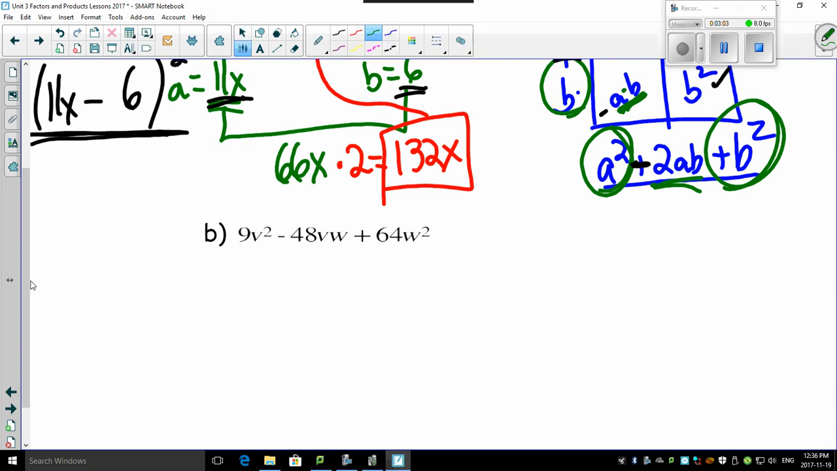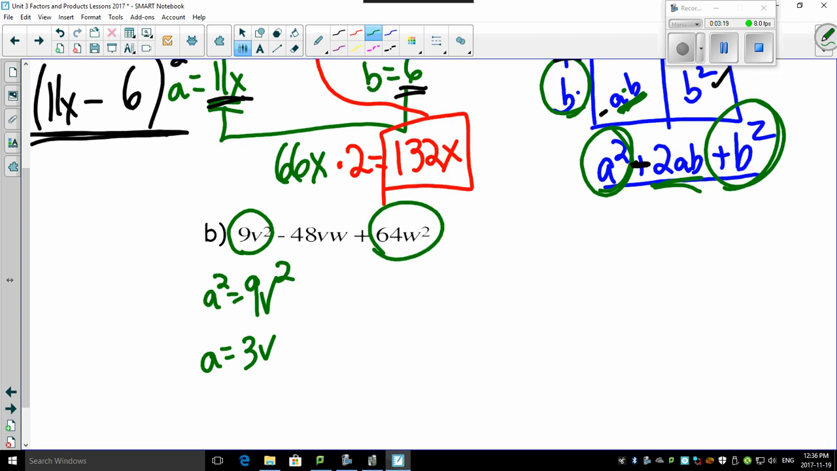Here we go. Ready? Take this first one. You must know that that's got to be your a squared term. And that is, sorry for the tongue tie there, that's got to be your 9v squared. Then square root it. That's going to be your 3v. Okay, take a look at this one. So what if it's got a w on it? I don't care. That's your b squared, which is 64w squared. Square root it. This must mean that this is 8w.